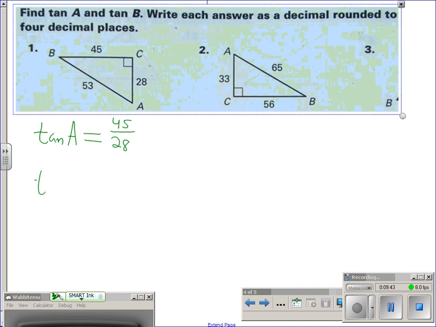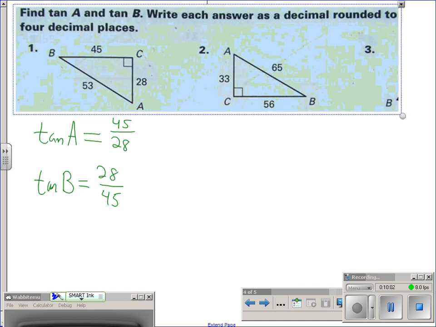It also wants the tangent of angle B. So again, tangent ratio, opposite leg divided by adjacent leg. So for B, 28 becomes the opposite, 45 is the adjacent leg. So there's your answer to tangent of B. It's that ratio of two sides.